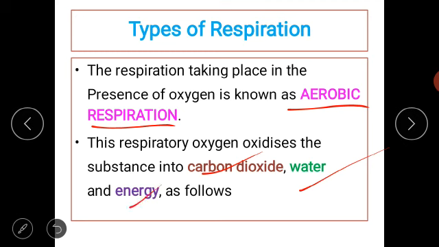So when oxygen is respired by the organism, whatever food is digested by that organism is broken down into carbon dioxide, water, and energy. Okay, so in this way food is oxidized and energy is produced, and other biomolecules are also produced.